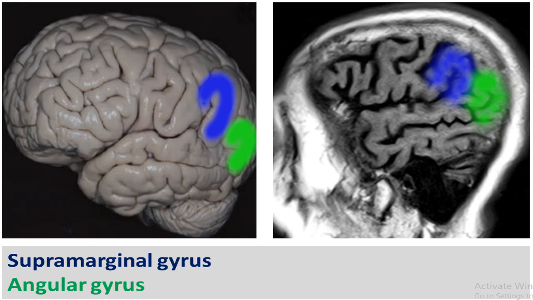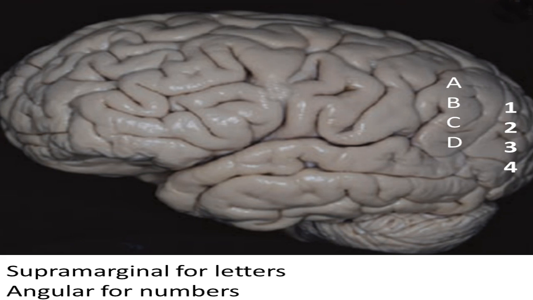The functions of both of them are nearly similar, and we can make it easy to remember their close functions through this very simple concept. The supramarginal gyrus receives the language in the form of letters, while the angular gyrus receives the language in the form of numbers.